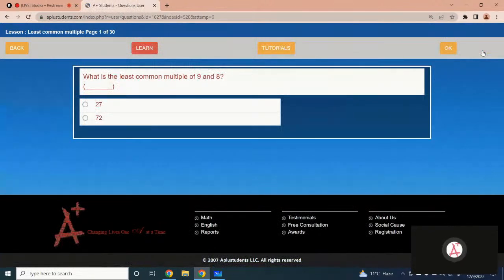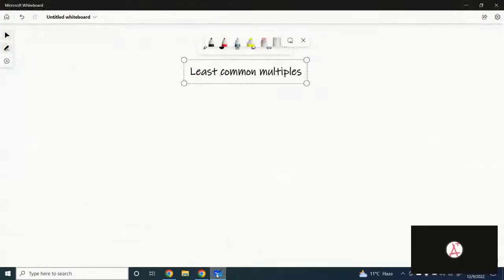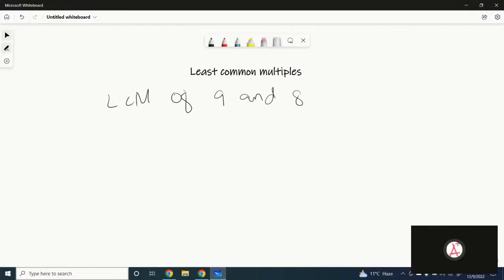Okay, we have to start with the least common multiple of 9 and 8. Got it? You have to find the least common multiple, or LCM, of 9 and 8. You have to write the multiples of both the numbers. Whenever you have the word multiples, you can relate it to the tables. Got it? So for the multiples, you have to write the tables of the number.